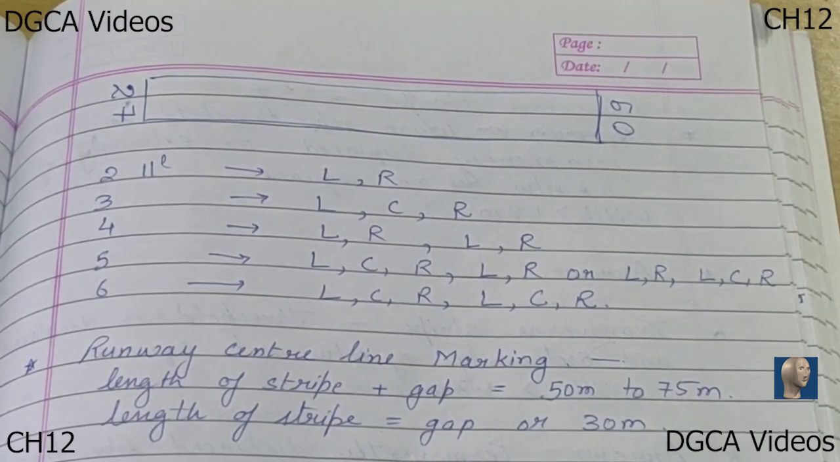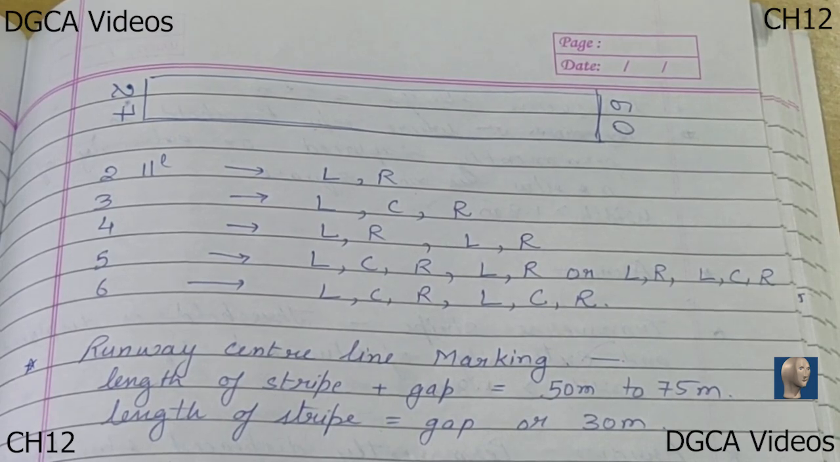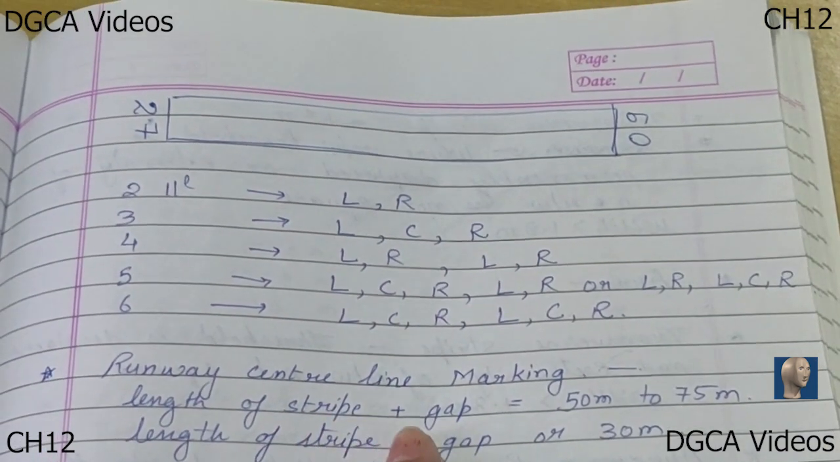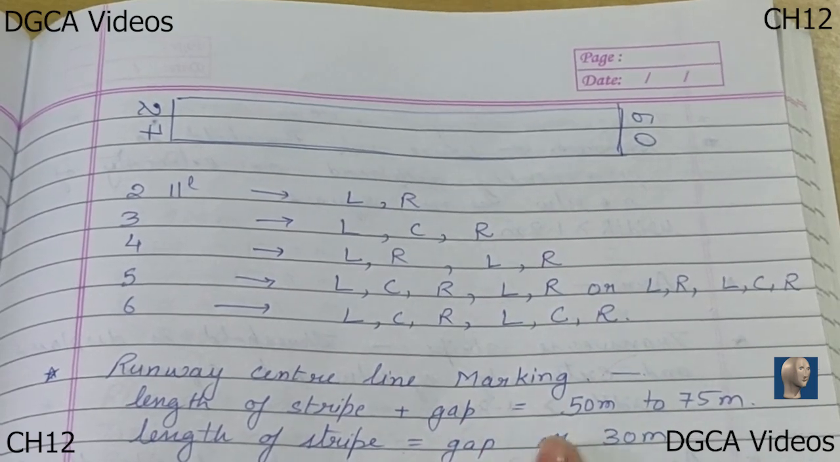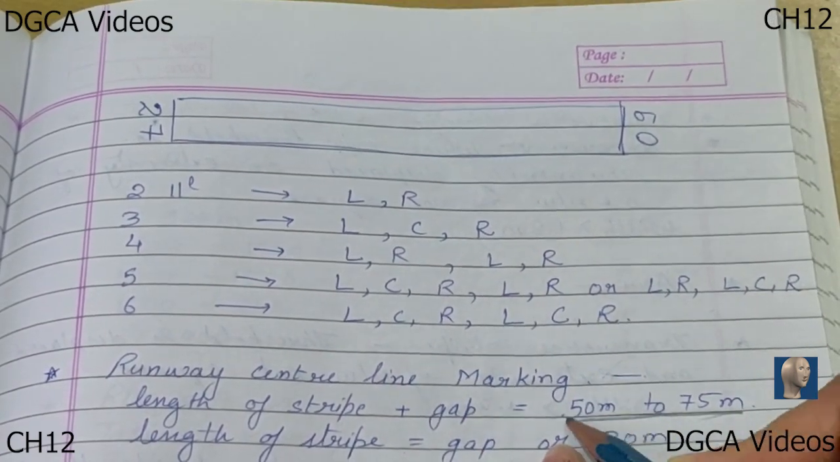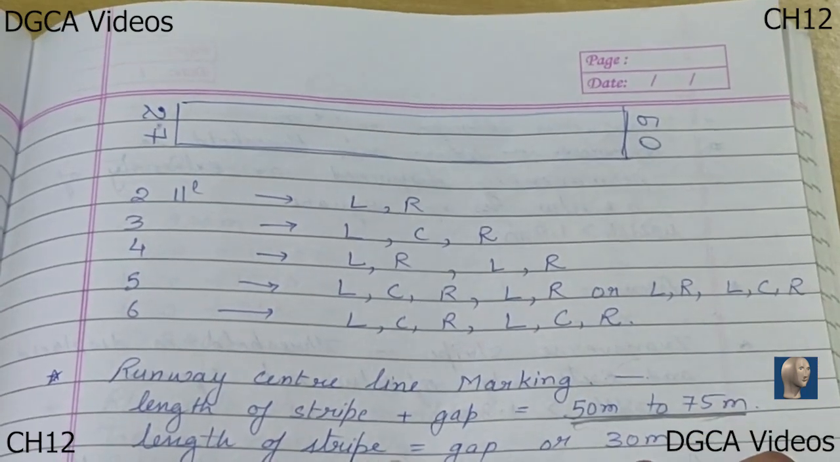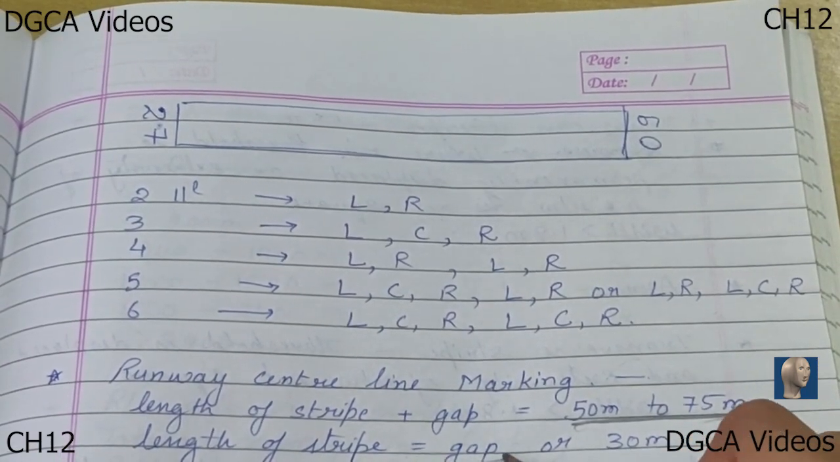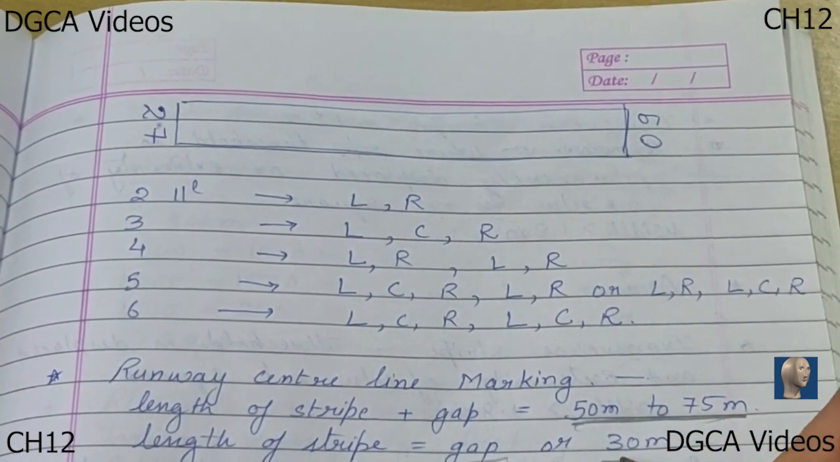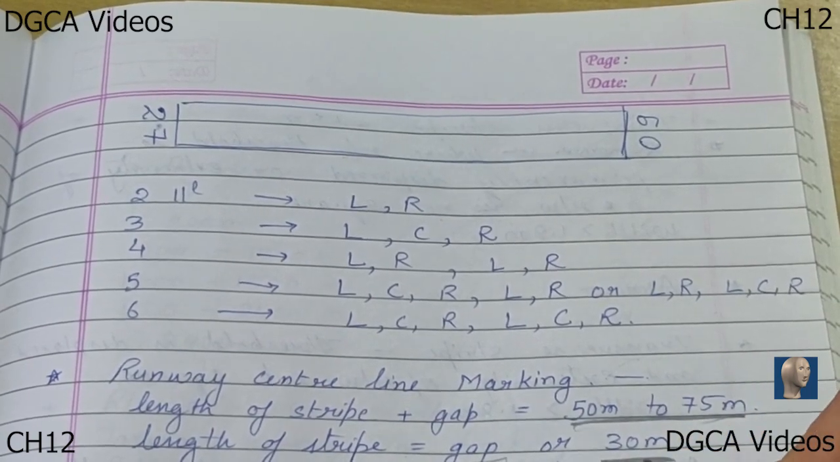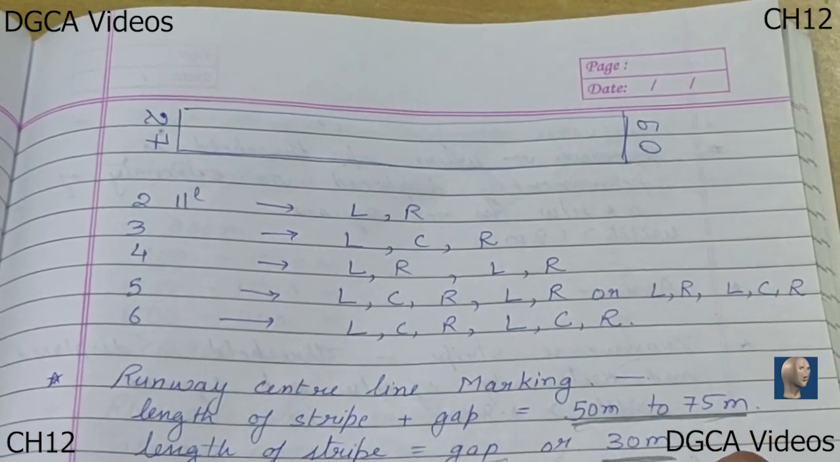So it passes through the center of the runway, as the name suggests. The dimensions are like this: the length of the stripe and the gap together should be from 50 meter to 75 meter in length only, and the length of the stripe should be either equal to the length of the gap, or it should be at least 30 meter.